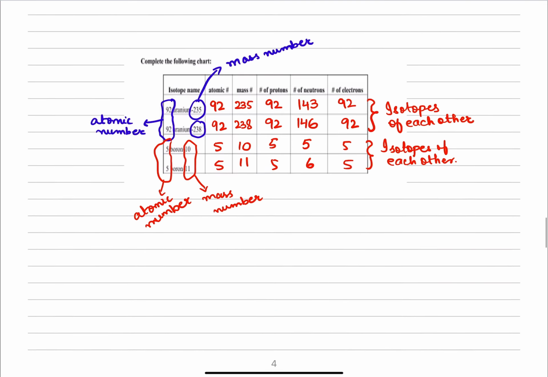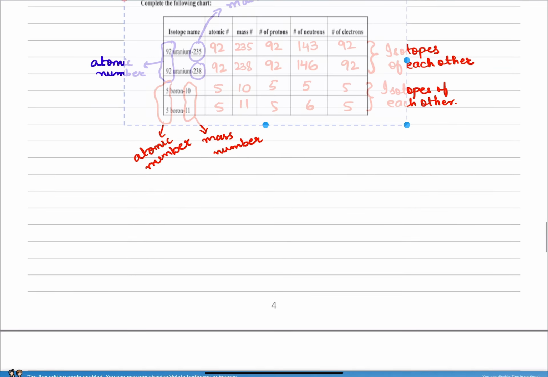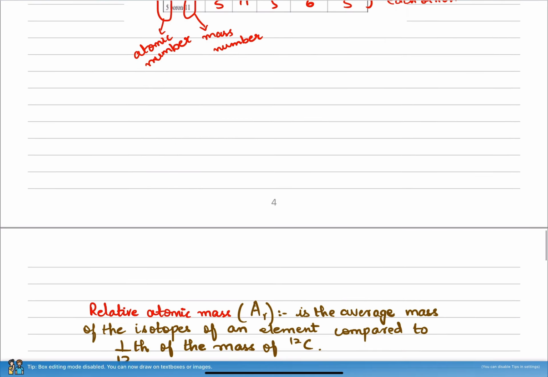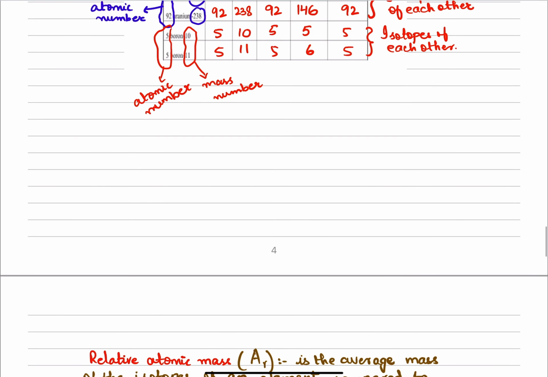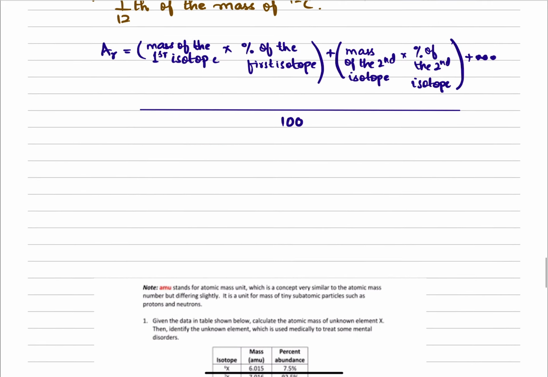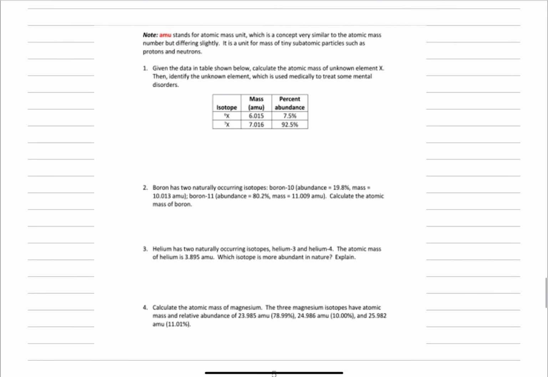So let's look at one of the previous examples. If we talk about boron 10 and 11, we don't know the percentages of these, so we will have to be given the percentages. So let's take an example. Question number 1. This is some element and they have given me the mass of one isotope and the mass of the second isotope, the percentage of the first isotope and the percentage of the second isotope. Using this data, I can find out the relative atomic mass of this element, and then I can also find out the identity of this element.